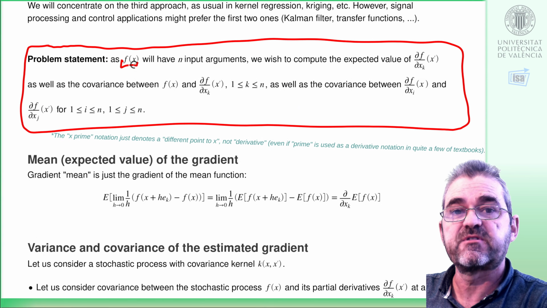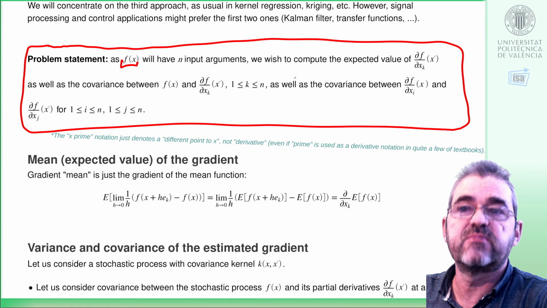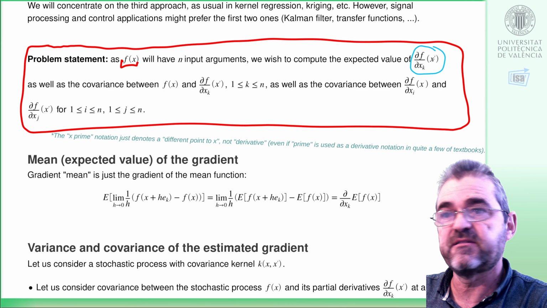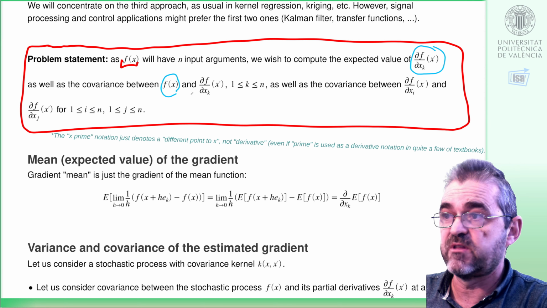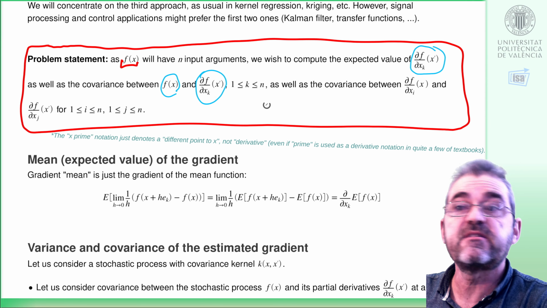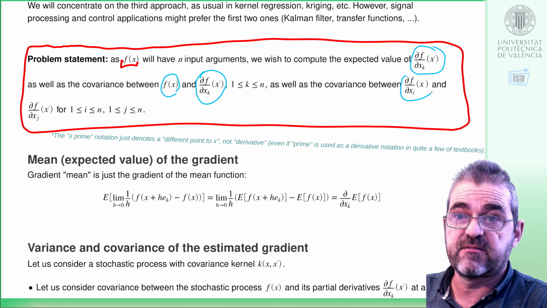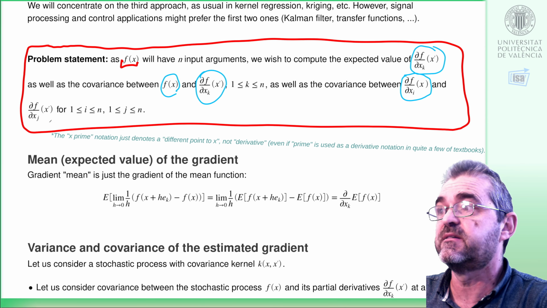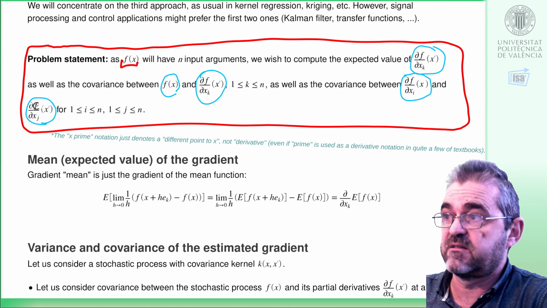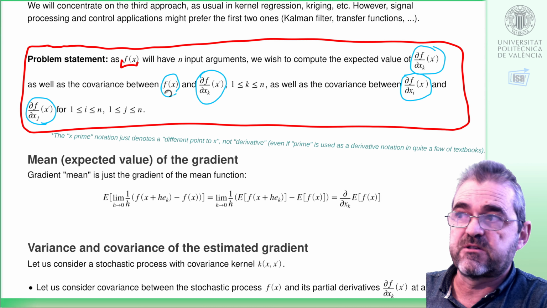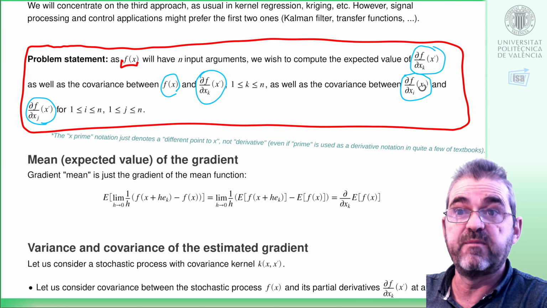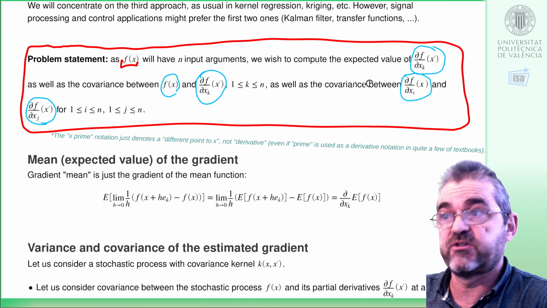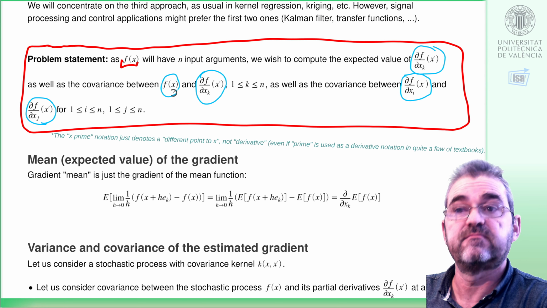We'll have a stochastic process f depending on n input arguments, and we wish to compute the expected value of partial derivatives, the covariance between the original process and its partial derivatives, and the covariance between the partial derivatives at one point in one coordinate and a different point with respect to another coordinate, because this partial derivative will be another stochastic process with some statistical correlation with the originating one, f.